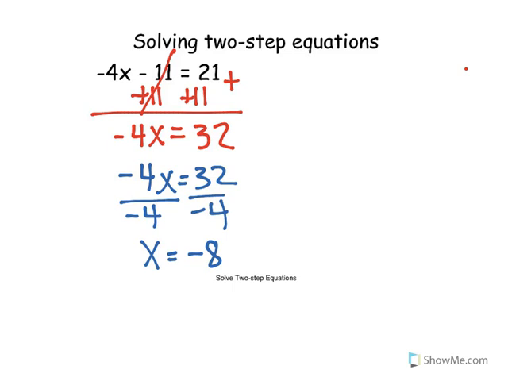And if I check, I'm not going to check every one just because, like I said the other day, this lesson would be twice as long if I did that, but I can check it verbally. Negative 4 times negative 8 is positive 32. Positive 32 minus 11 is 21.